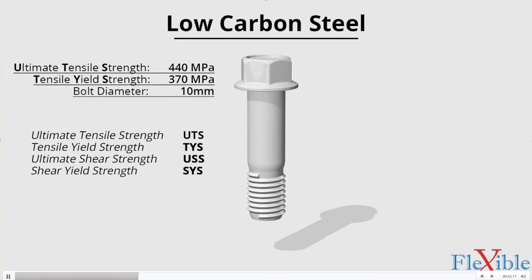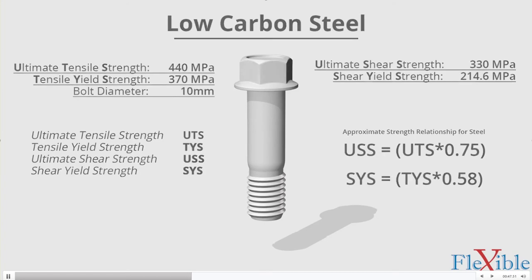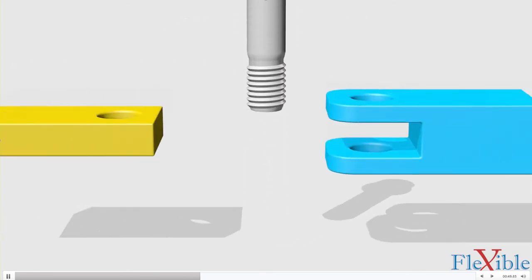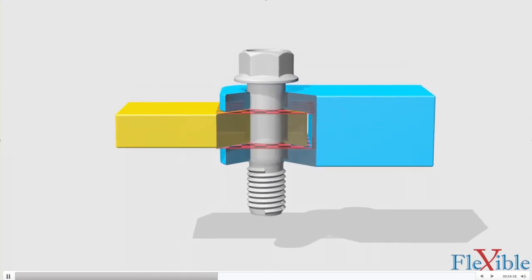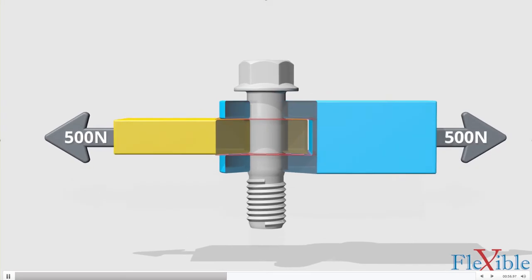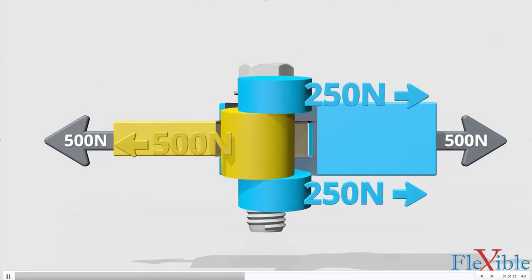Here's our fastener. It is made of low-carbon steel and has an ultimate tensile strength of 440 megapascals and a tensile yield strength of 370 megapascals. We can use these formulas to approximate what our ultimate shear strength and our shear yield strength are. Next, we will put our fastener into a double shear pin joint and mark where the two shear planes are. The shear force, or the load at each end, is 500 newtons. Since there are two shear planes, the load is distributed between them. Each shear plane experiences a shear force of 250 newtons.